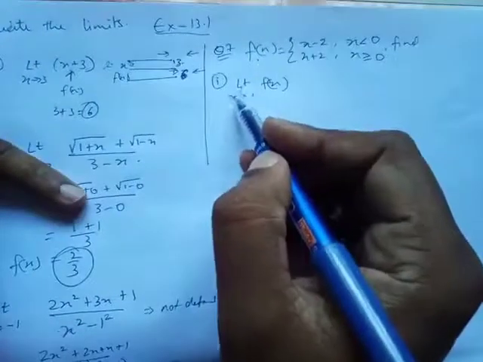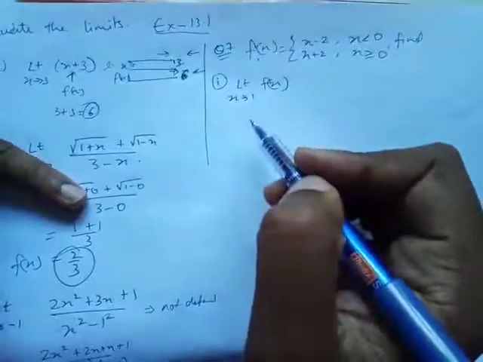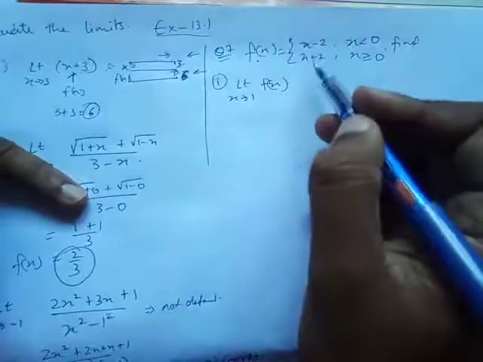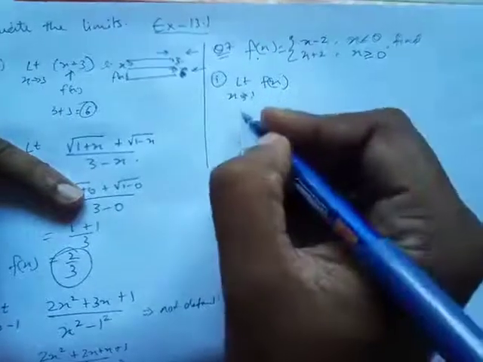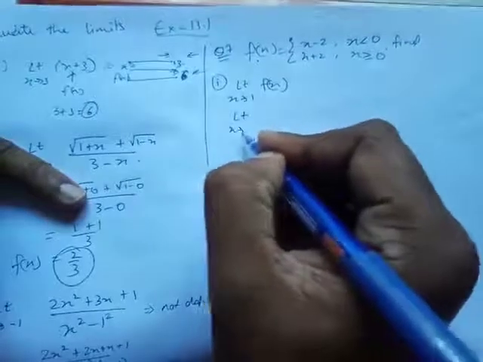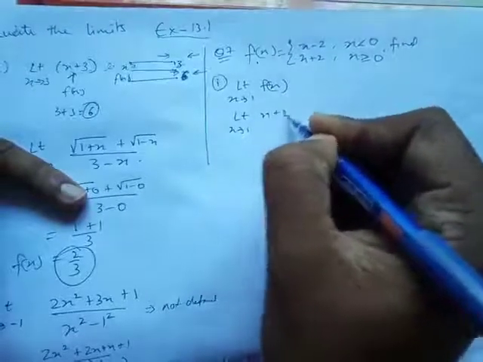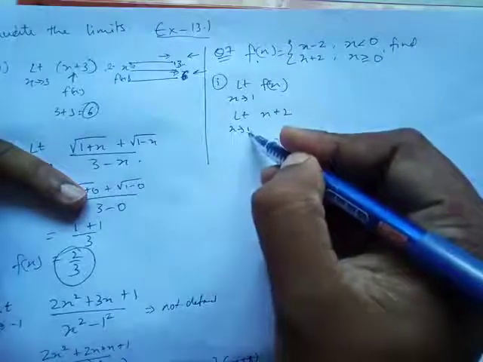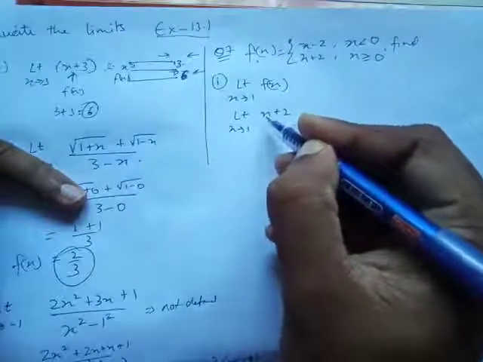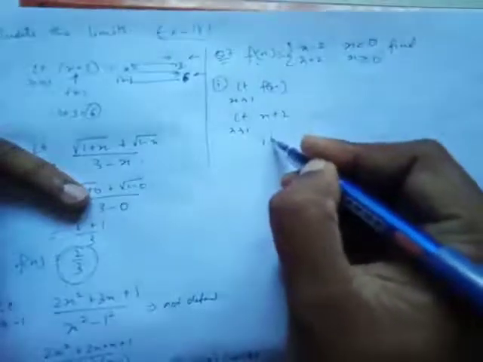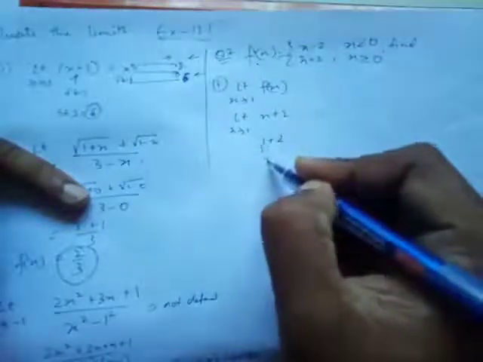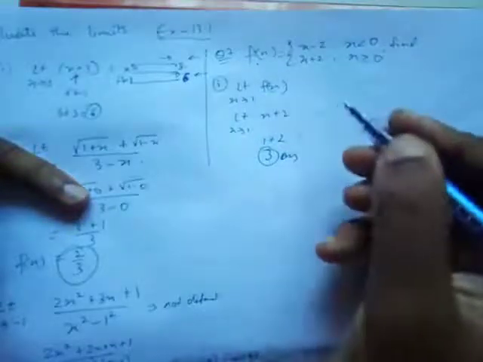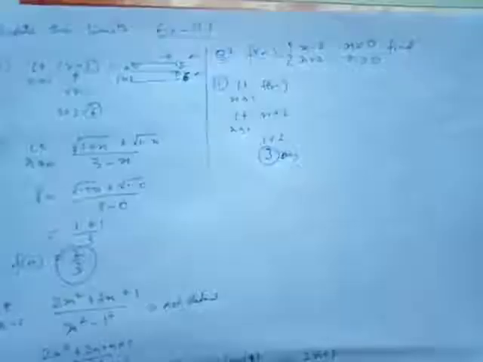Now I have to find the limit as x tends to 1. Now think about it. x tends to 1, कौन सा वाला यूज करूँगा? I'll use x plus 2 because this is x greater than 0, और greater than 0 में क्या आता है? 1 आता है. So I'm going to put the value 1 plus 2, and I'm going to get 3 as an answer. Okay, for the second and third part, try understanding this.